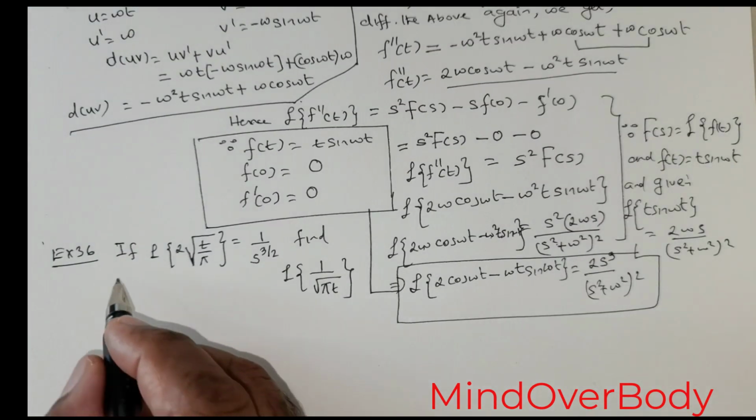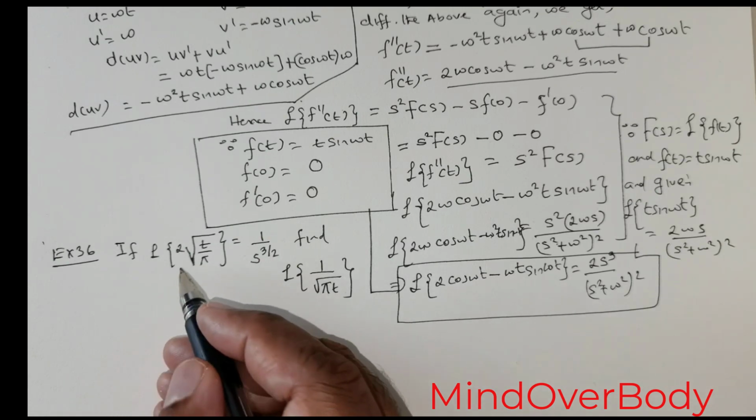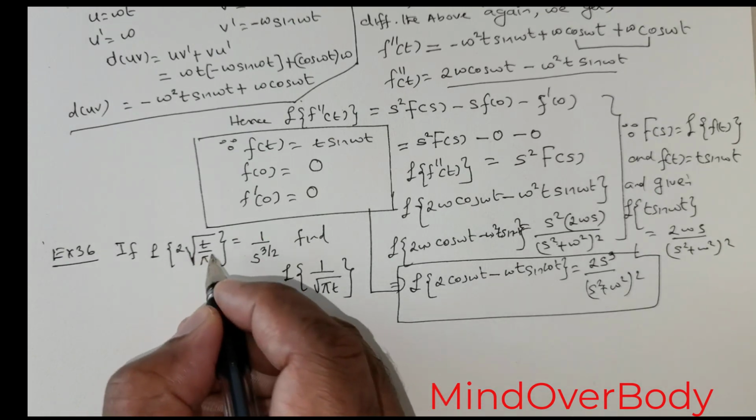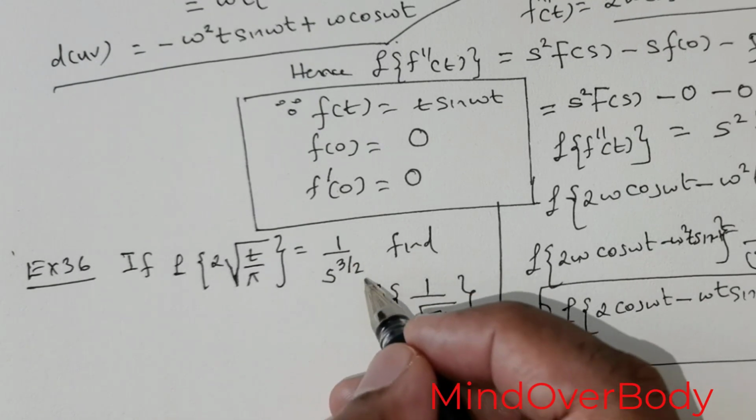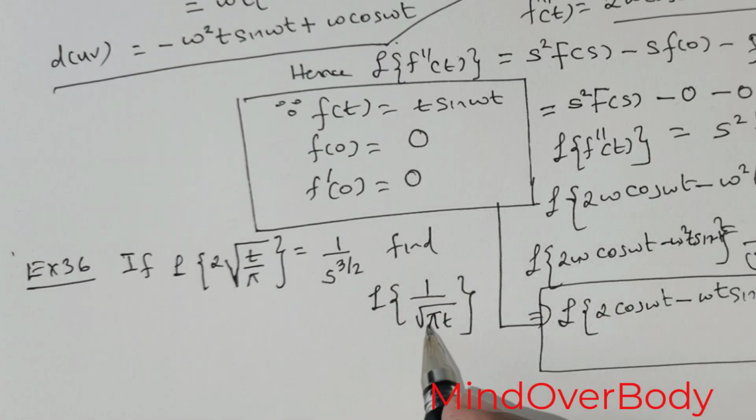Students, we got this question. The Laplace transform of 2 times root of t over pi is given to be 1 over s raised to the power 3 over 2. We are expected to find the Laplace transform of 1 over root of pi times t.